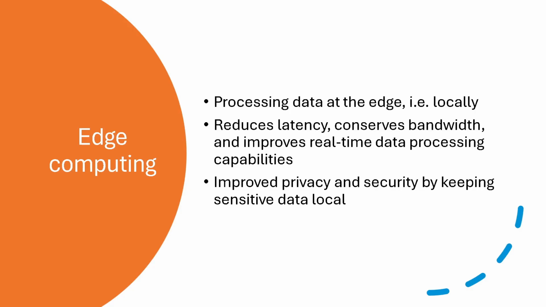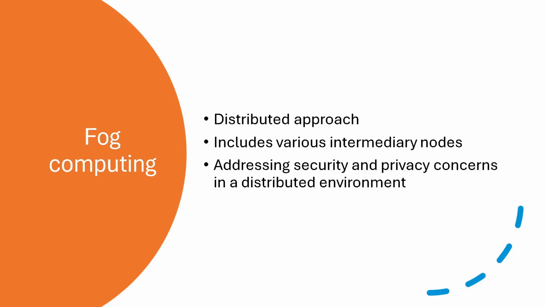Edge computing. In edge computing, the data is processed at the edge, that is locally, as compared to sending the data to a centralized data server. This reduces the latency, conserves bandwidth, and improves real-time data processing capabilities. This also improves privacy and security by keeping sensitive data local.